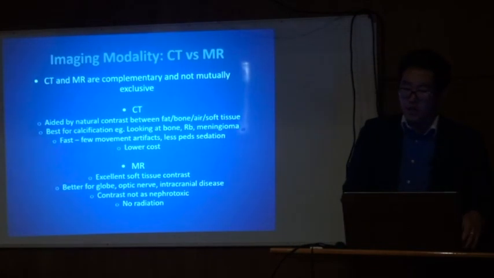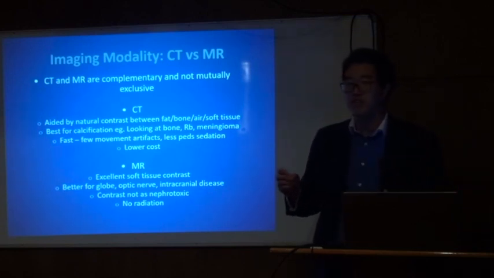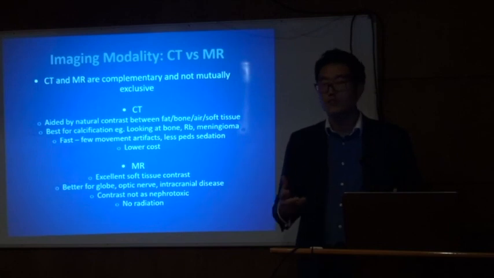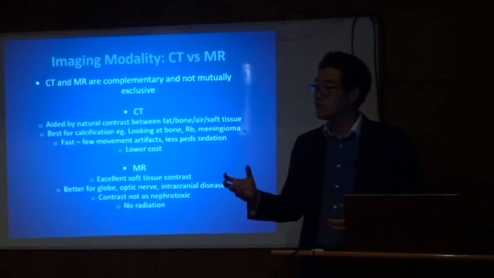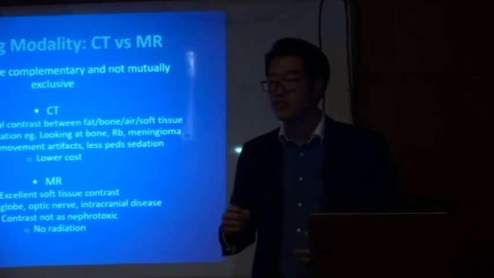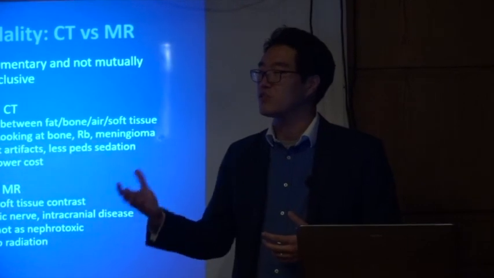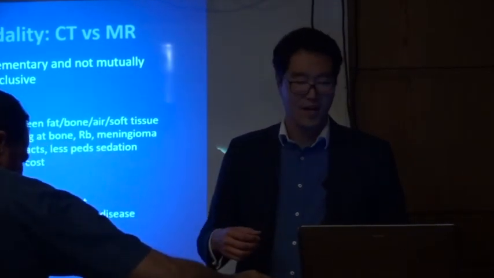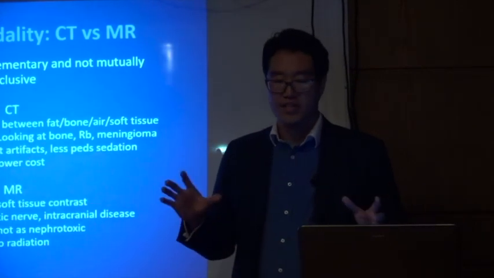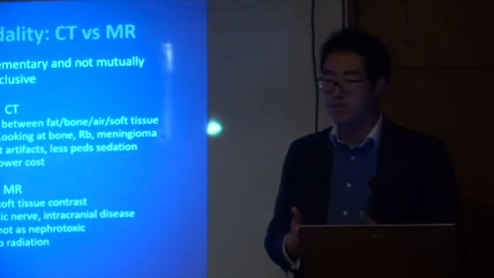So the first is CT and MRI are really complementary. They're not mutually exclusive. In the United States, we have this problem that a lot of insurance directors and medical directors of these companies say, well, you can only get one or the other. The MRI is too expensive, so we only want you to get a CT scan. And so the fact is that the information derived from both are mutually complementary.